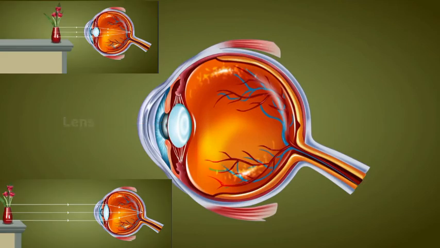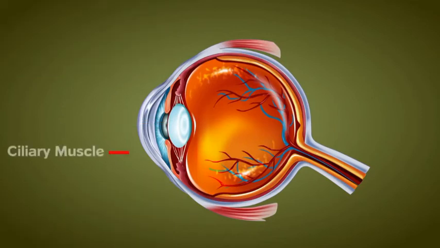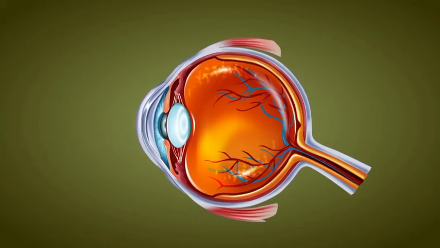It has to converge the light rays, or focus the light rays, onto the back wall of the human eye. Then another major part is the ciliary muscles. The ciliary muscles are muscle cells present inside the human eye, and these ciliary muscles attach the convex lens in our eyes, or fix the convex lens in our eyes.